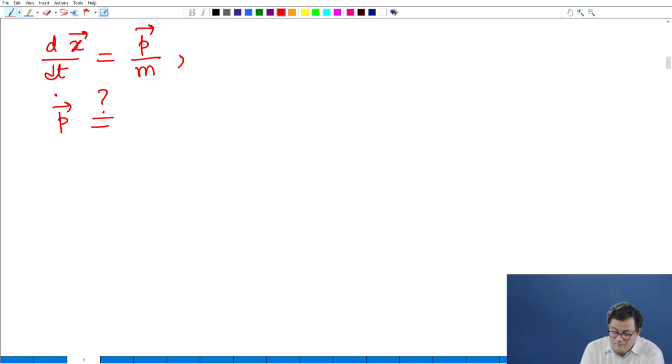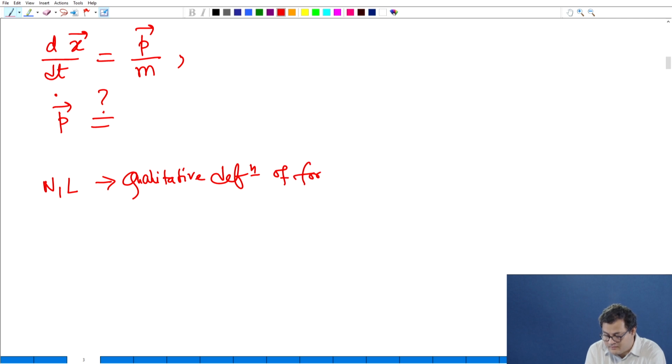Newton's first law, I write N1L, is just a qualitative definition of force. Newton's second law gives some quantitative measurement, and some quantitative definition of force in terms of this momentum.